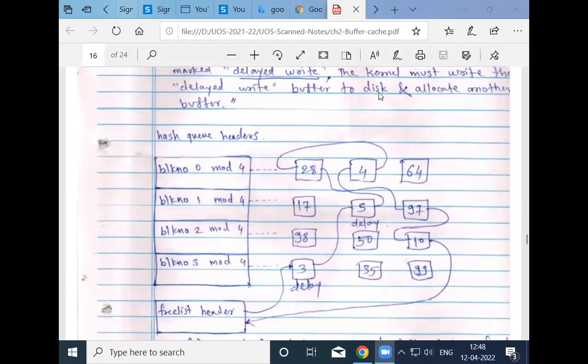So 5 will be allocated to 18, 5 will be renamed by 18 and 5 will be removed from the free list and it will be kept on the third hash. Got it? Any doubt? Yes, students?